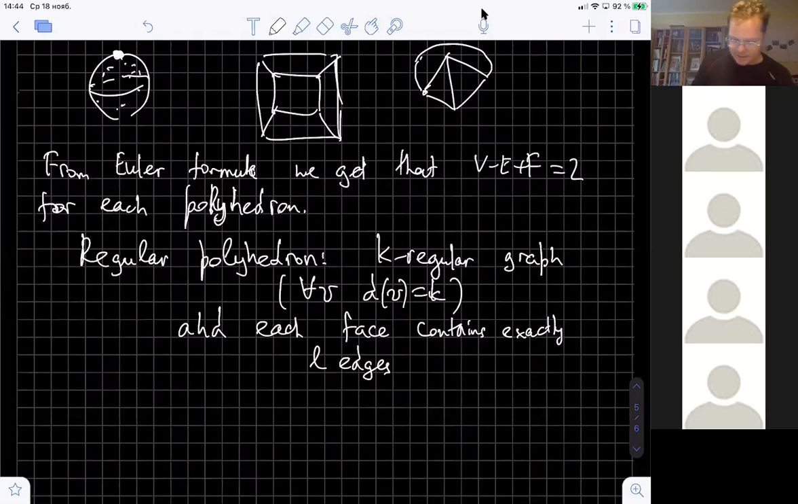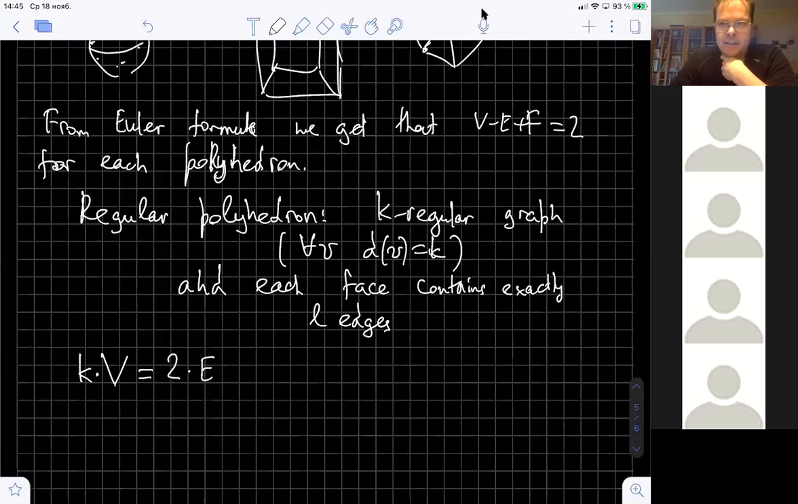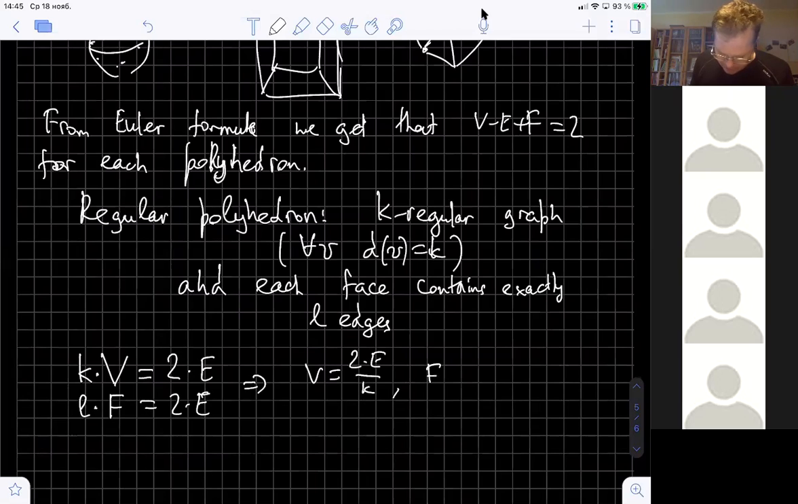If the degree of each vertex is equal to k, then if we multiply the number of vertices times k, it will be two times the number of edges. If each face contains exactly L edges, then if I multiply L times F, I will calculate each edge twice, so it will be the same. So V is 2E over k, and F is 2E over L.